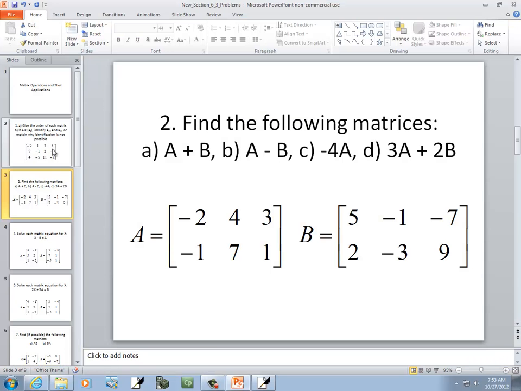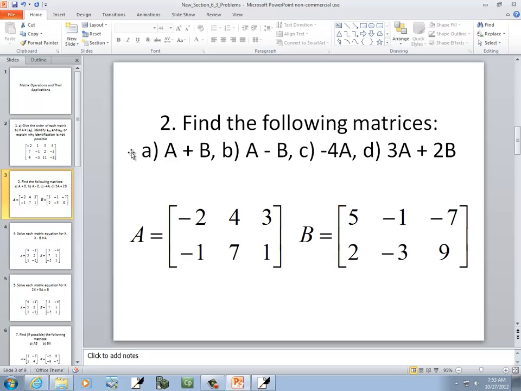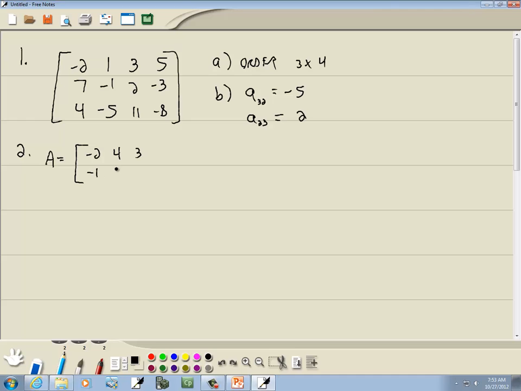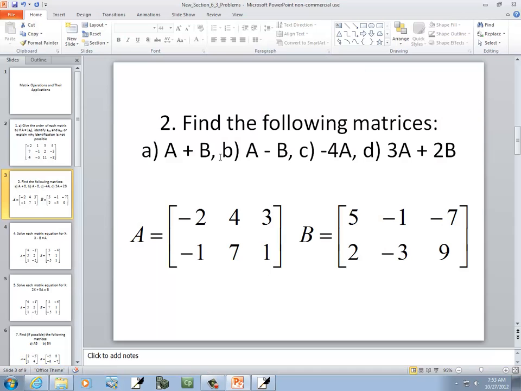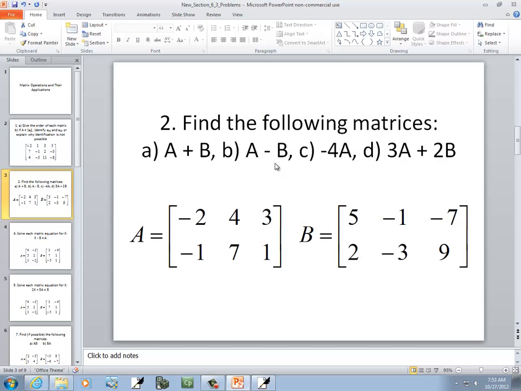Let's look at number 2. We've got A is equal to -2, 4, 3, -1, 7, and 1. And B is 5, -1, -7, and 2, -3, and 9. And let me double check all those signs. Okay, let's go look at part A first.